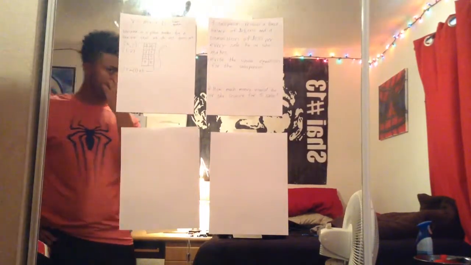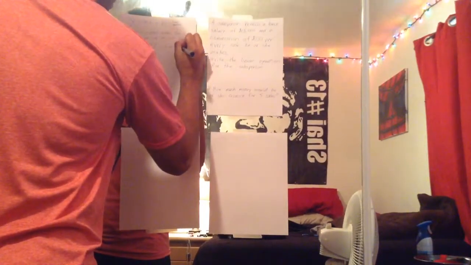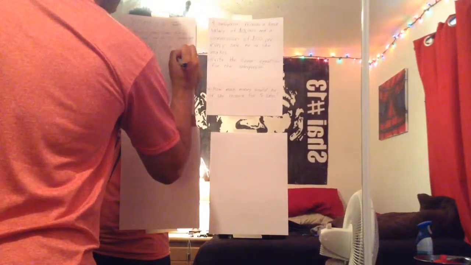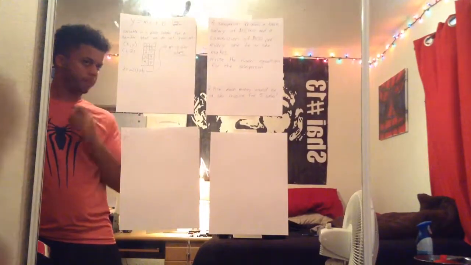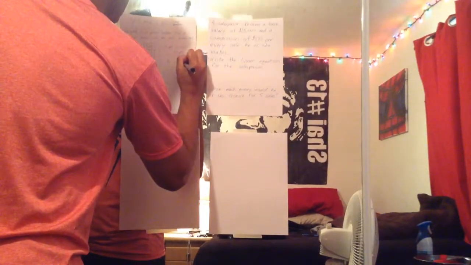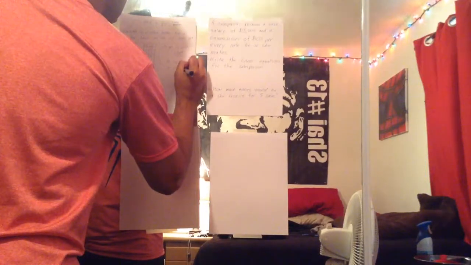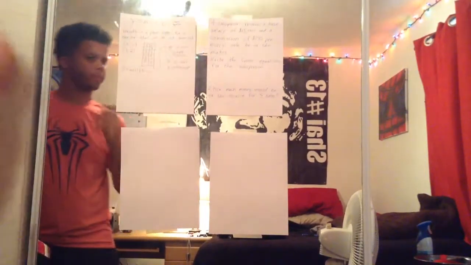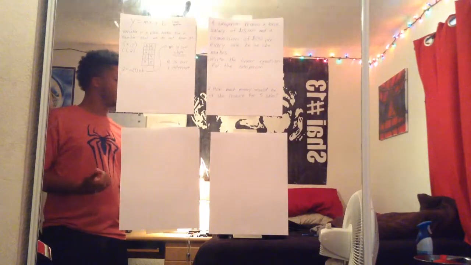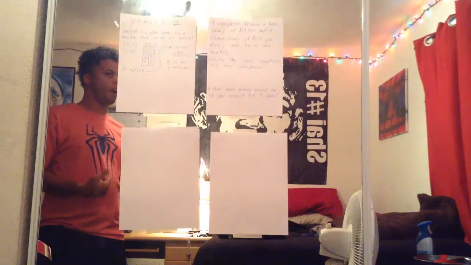Okay? Our m is our slope of the line. Okay? Our b is our y-intercept. Now, what exactly does slope mean? Slope means our steepness of our line.